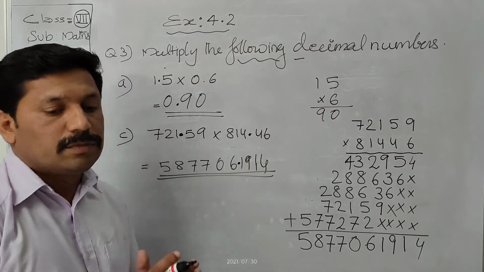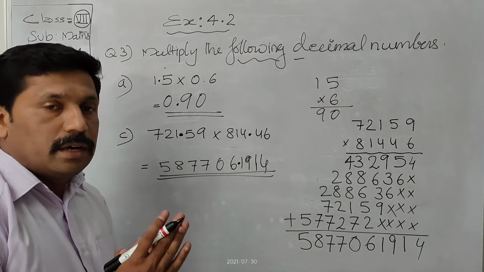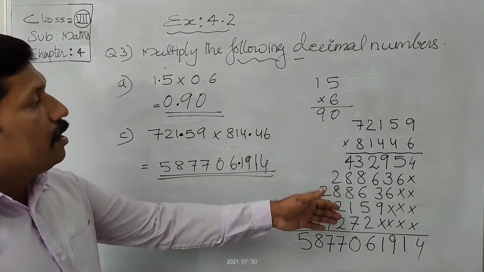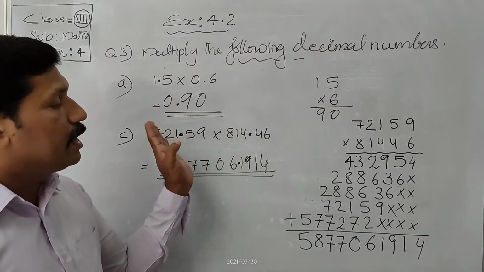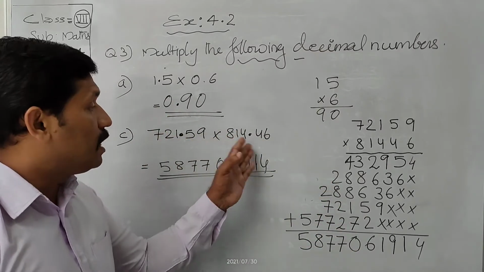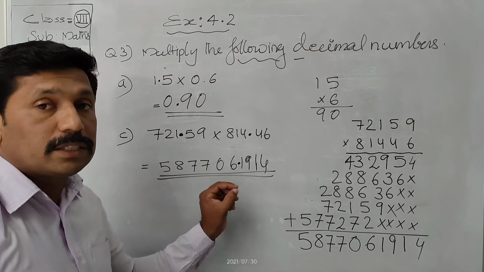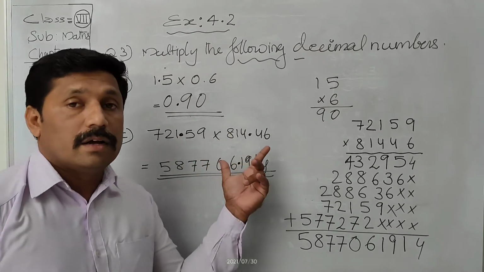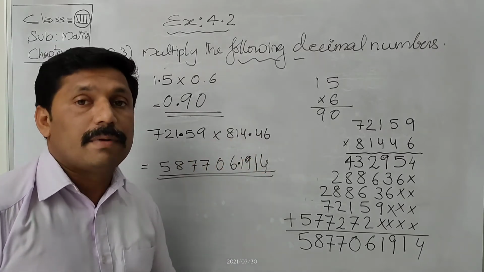So students, in this way we multiply two decimal numbers. Take care that we multiply just like normal multiplication, and then we count the number of decimal places in both the multiplier and multiplicand. The product carries a number of decimal places equal to the sum of the decimal places in the multiplier and multiplicand.